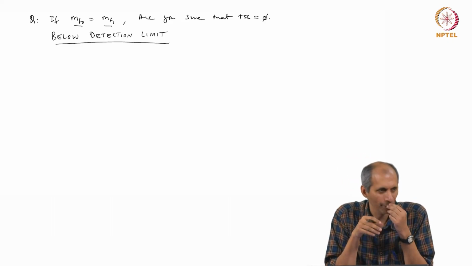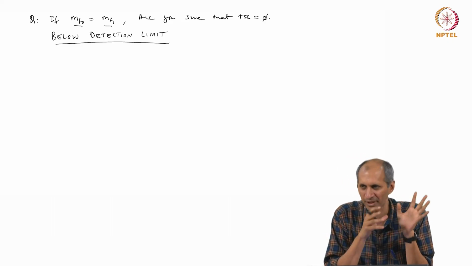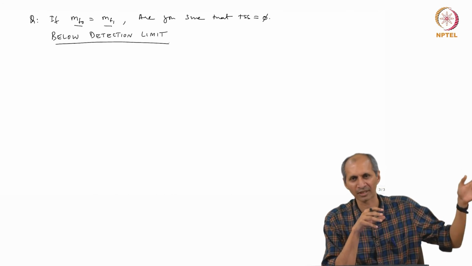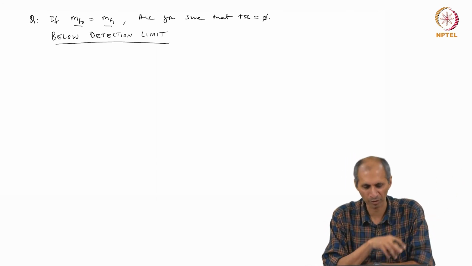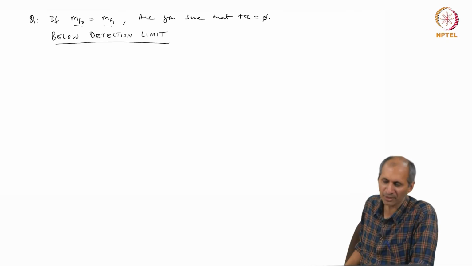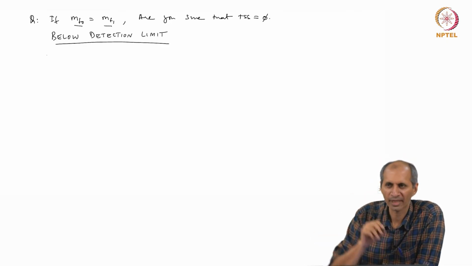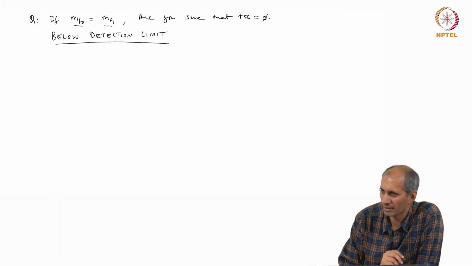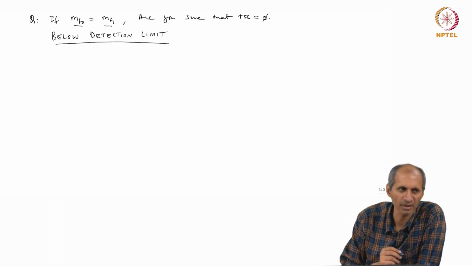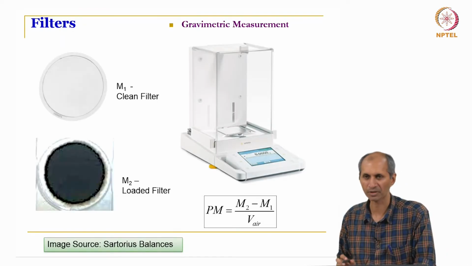So, the accurate statement is below detection limit. Maybe it is there, maybe it is not there, that we do not know. It is not there. So, it is below detection limit. So, coming back to this below detection limit, what kind of balances have you used? Weighing balance. Have you used this digital balance, the 4-digit balance? This is a 4-digit balance.